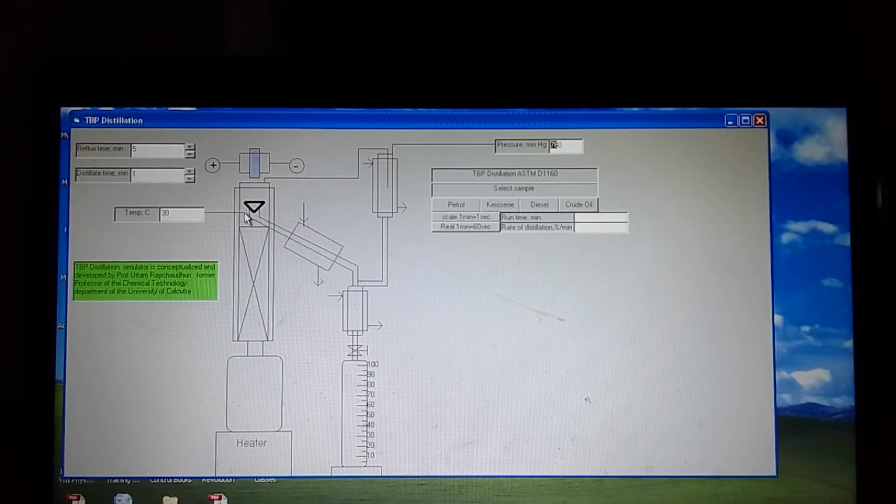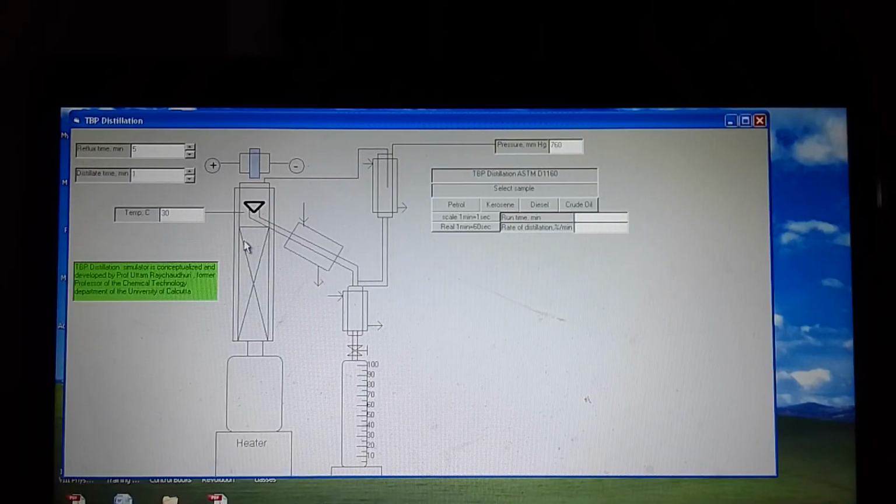as prescribed by the ASTM standard. And this valve plug is a magnetic material which is lifted by the solenoid placed over here, so that from time to time it will close, and during that time condensate will return as reflux, and when it is opened the condensate will pass to be collected in the measuring cylinder.